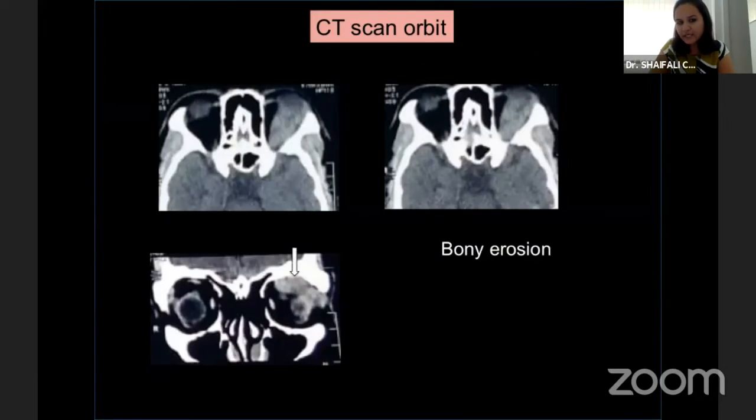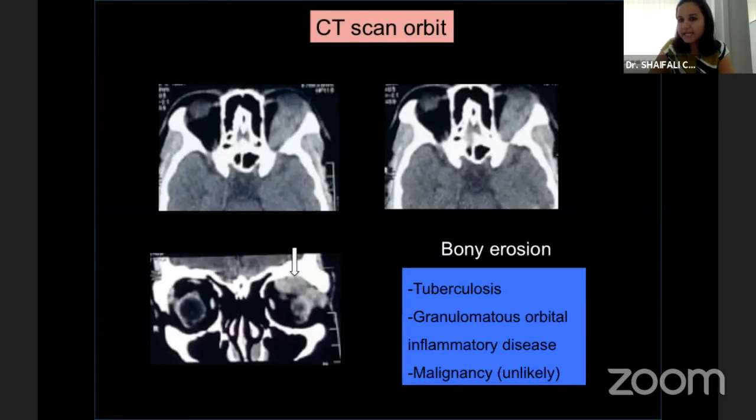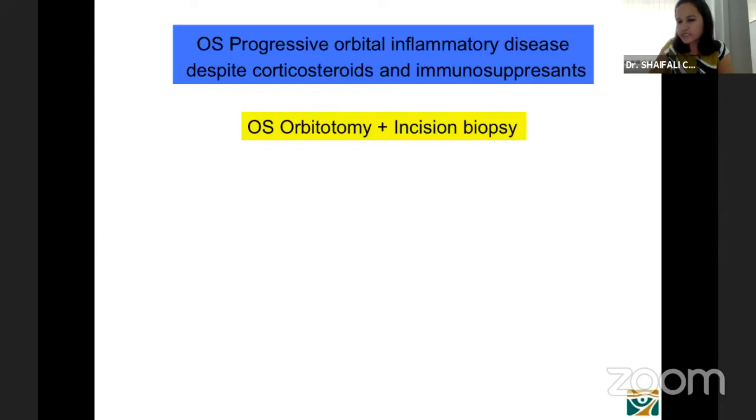And as you can see, very surprisingly, we noted superior orbital bony erosion, and hence we had to consider tuberculosis, granulomatous disease like Wegener's, or malignancy, which was unlikely in this disease. So we had a progressive orbital illness here, which despite corticosteroids and immunosuppressants was not settling down.